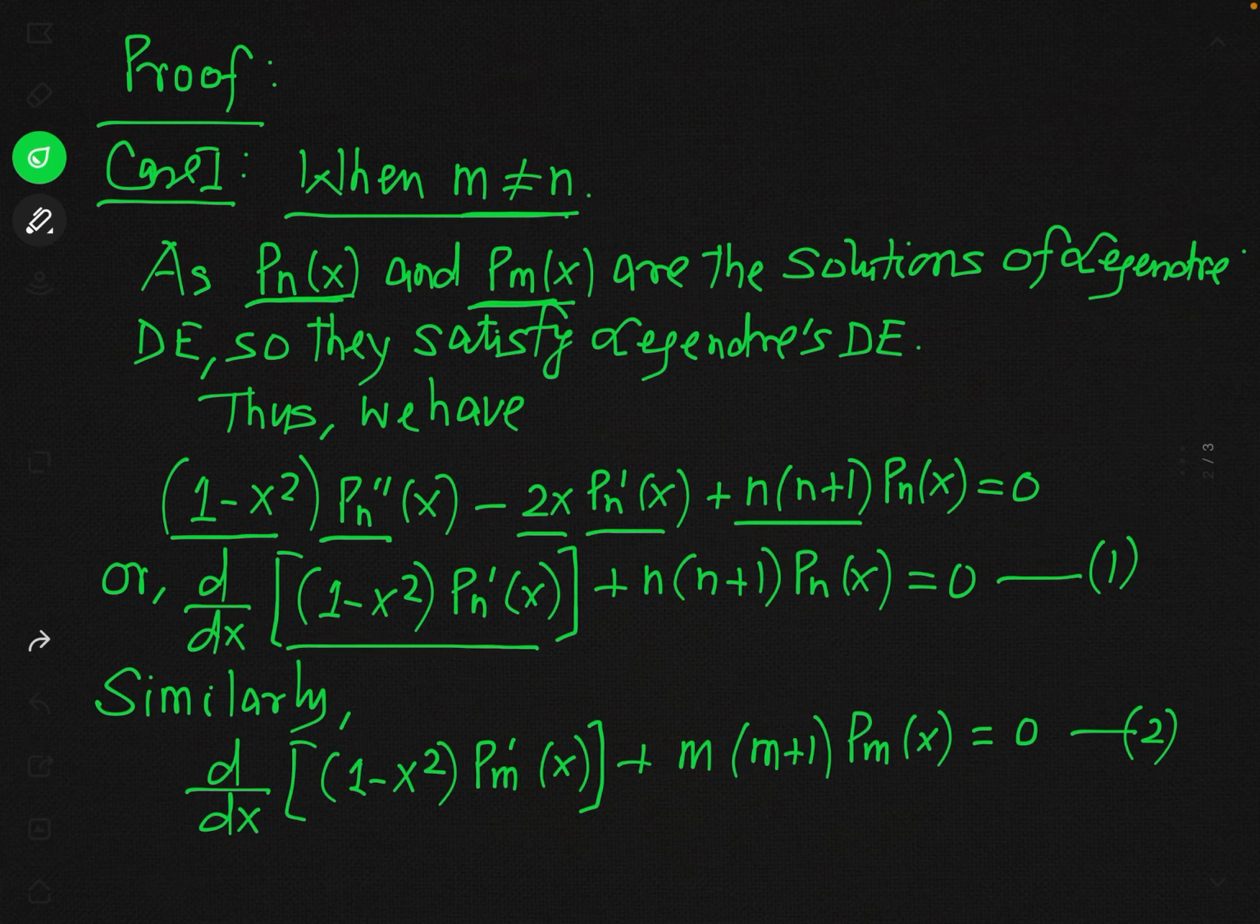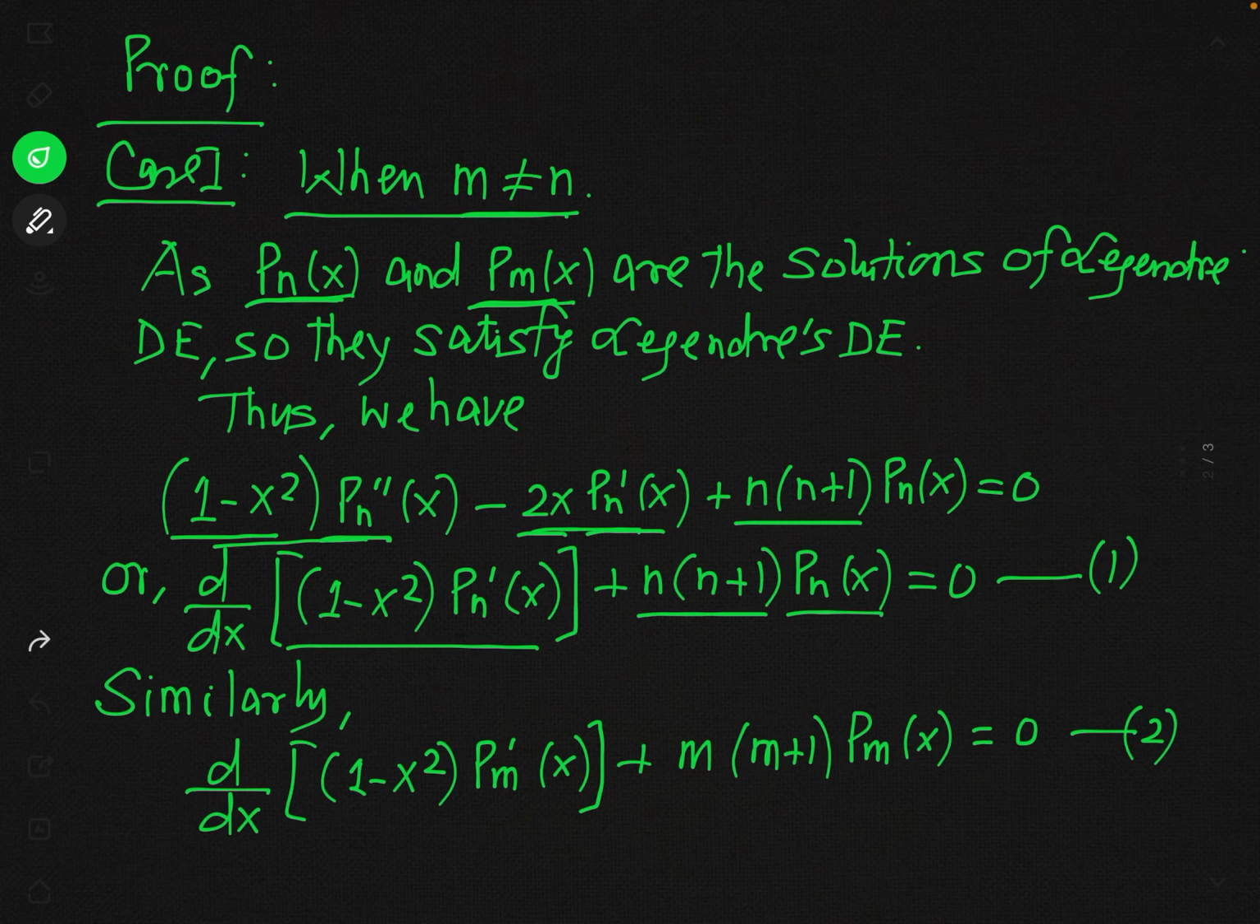You can check it. This may be written as d/dx of 1 minus x square into Pn prime of x. In fact, when you differentiate this product, 1 minus x square and Pn prime of x, with respect to x, you will get the first two terms in this equation. So the above equation has been written as d/dx of 1 minus x square Pn prime of x plus n into n plus 1 Pn of x equal to 0.